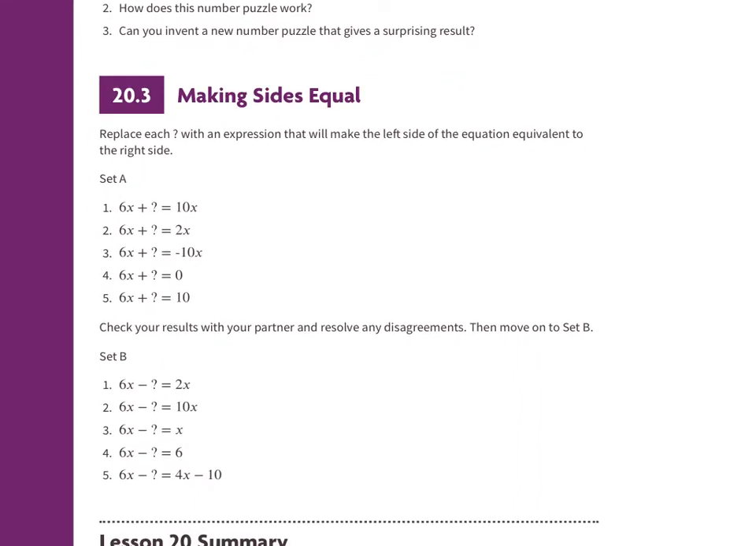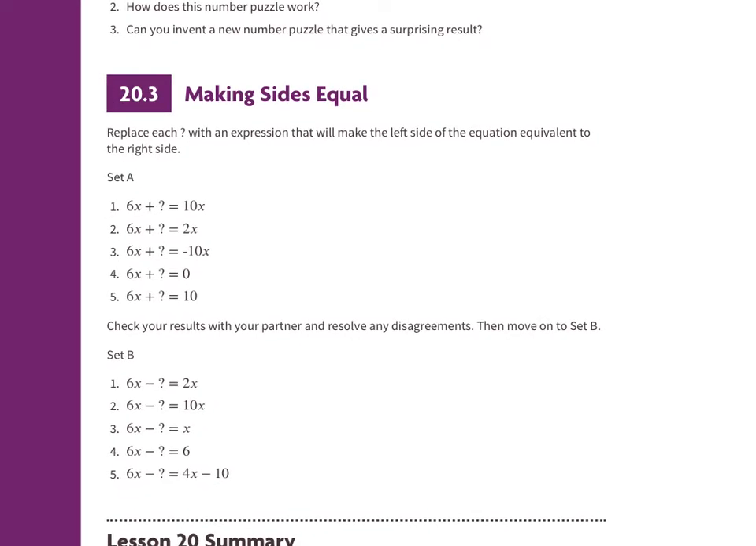Replace each question mark with an expression that will make the left side equal to the right side. Well, 6x plus what is going to give me 10x? Well, 6 plus 4 is 10, so 6x plus 4x is going to give me 10x. Well, 6x plus what gives me 2x? Well, we're starting with a bigger number and we're getting to a smaller number, so it's going to be negative. It's going to be negative 4x. 6x plus what equals negative 10x? That's going to be negative 16x.